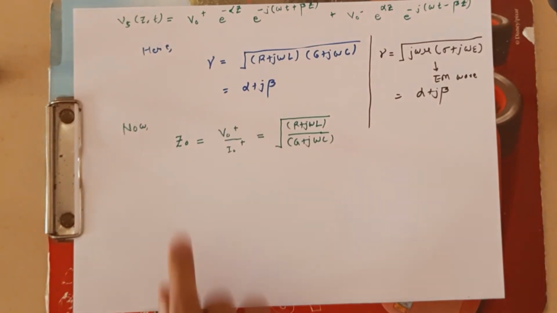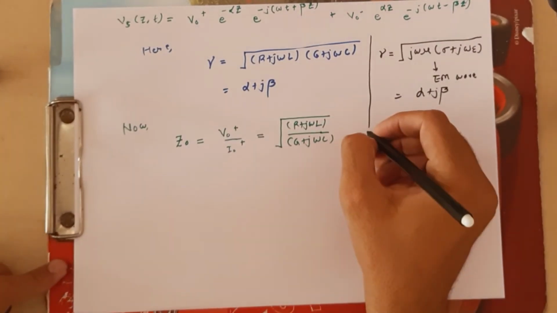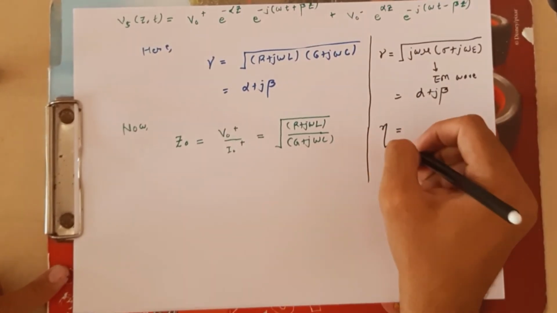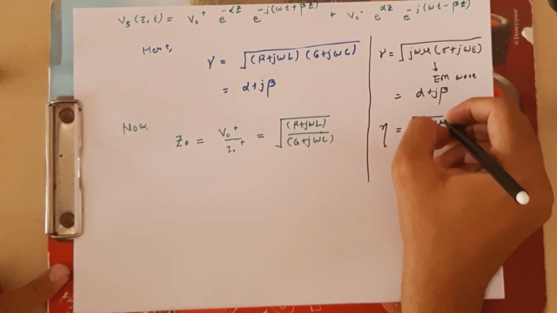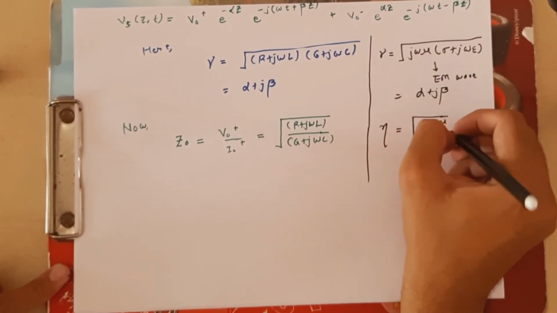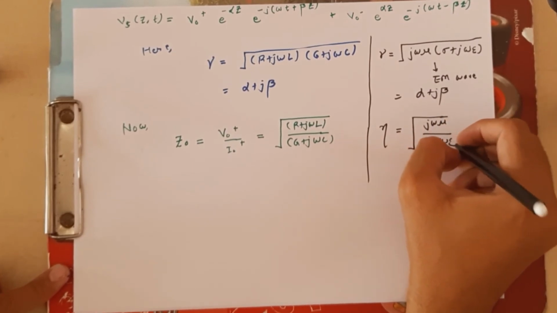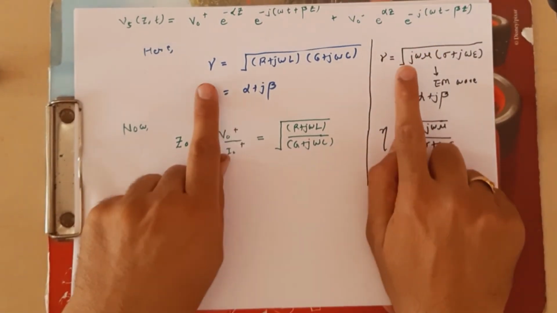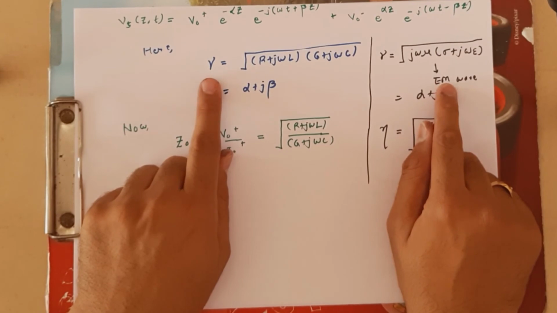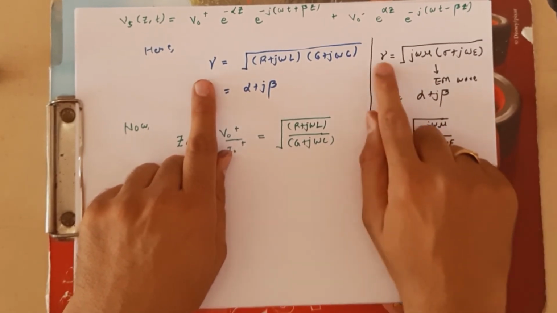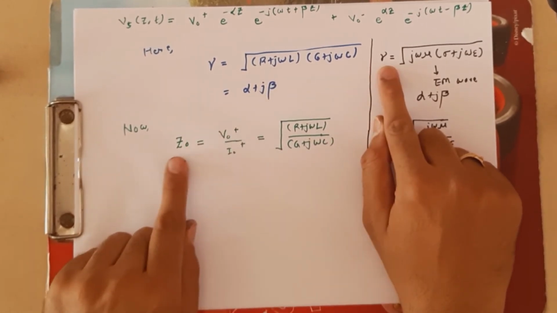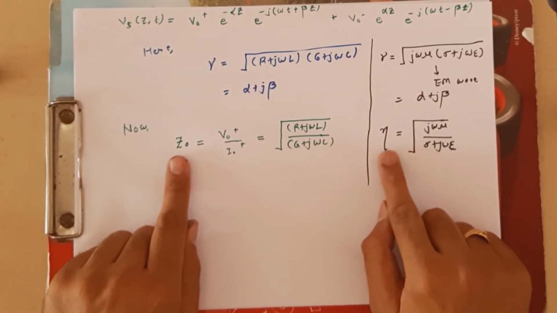How can you relate this characteristic impedance with electromagnetic wave propagation in unbounded medium? It is the intrinsic impedance. Intrinsic impedance is the square root of j omega mu divided by sigma plus j omega epsilon. Now I just compare these two. This equation is the propagation constant for transmission line. Here is the propagation constant for electromagnetic wave propagation. Here it is the characteristic impedance for transmission line. This one is the intrinsic impedance for wave propagation.